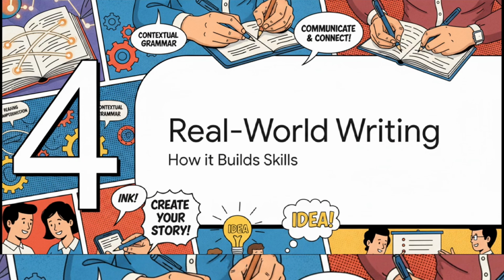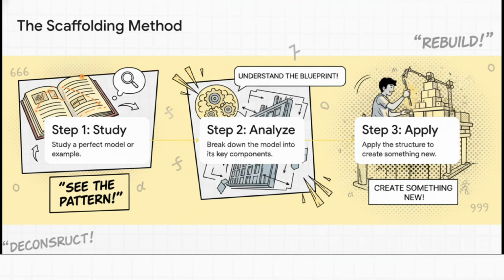Okay, so we've covered reading and grammar. What comes next? Naturally, it's writing. So how does this book get you ready to actually write things you might need to in real life? Well, it uses a very clever 3-step method. It's like building something with blocks. Step 1, you look at a perfect model, a really good example. Step 2, you take it apart in your mind and see how it's made. And step 3, you use what you've learned to build your own. It's simple. See it, understand it, then do it.